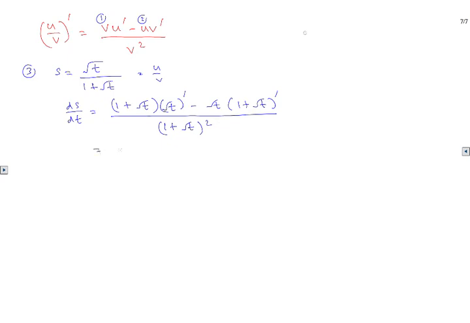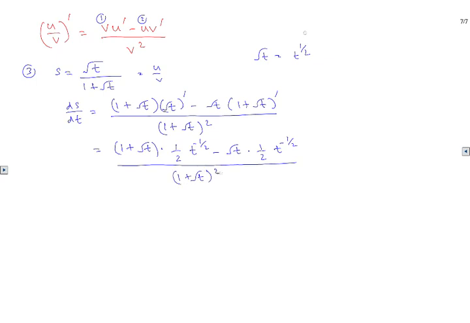So now let's try to find them. So 1 plus square root t, and then take the derivative. Square root t means t to the 1/2. So if you take the derivative, it is 1/2 t to the negative 1/2, minus square root t. Same thing, because if you take the derivative, 1 is 0, so you get the same thing here. So 1/2 t to the negative 1/2, okay, divided by 1 plus square root t, whole thing squared.